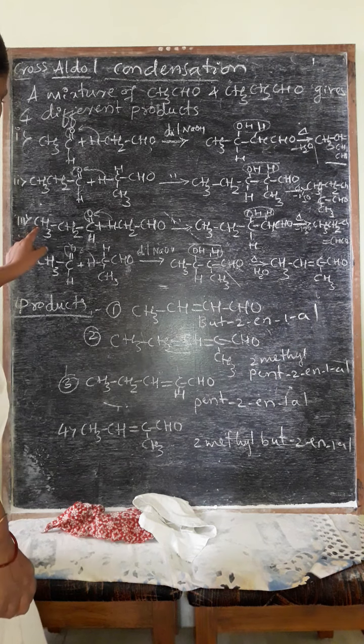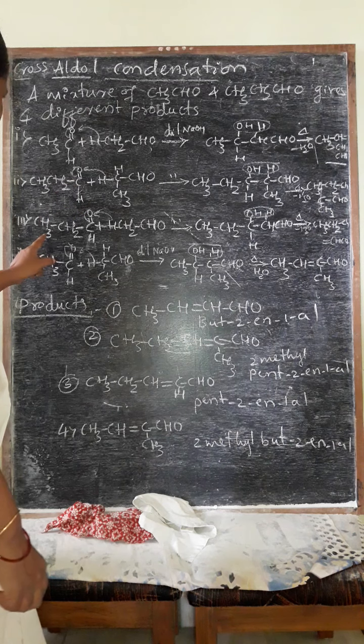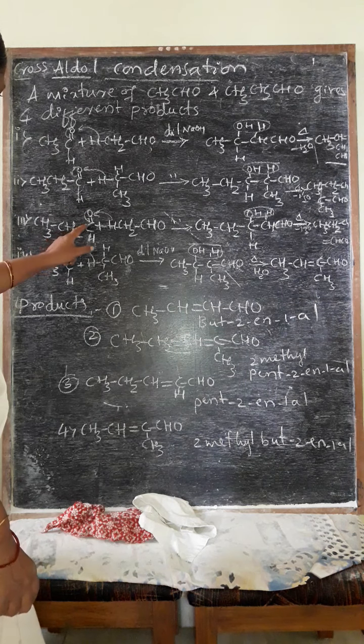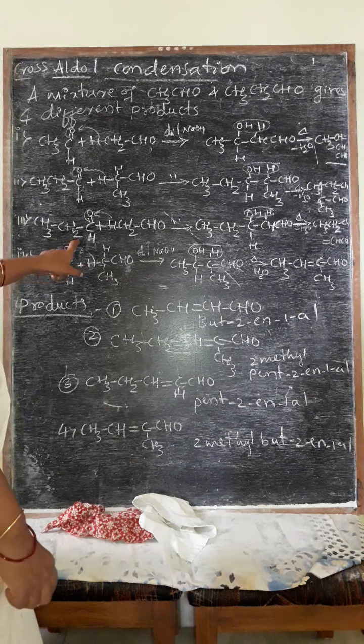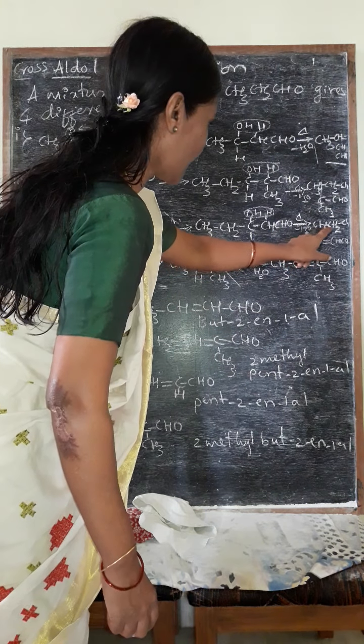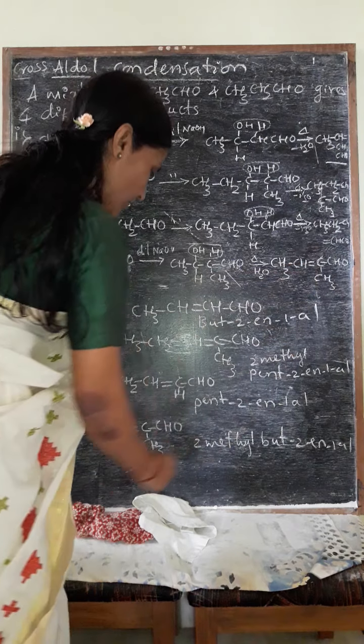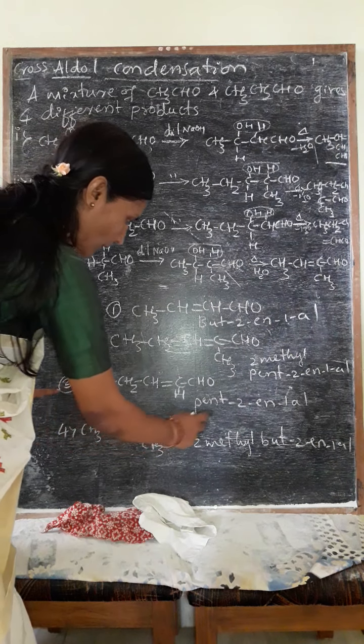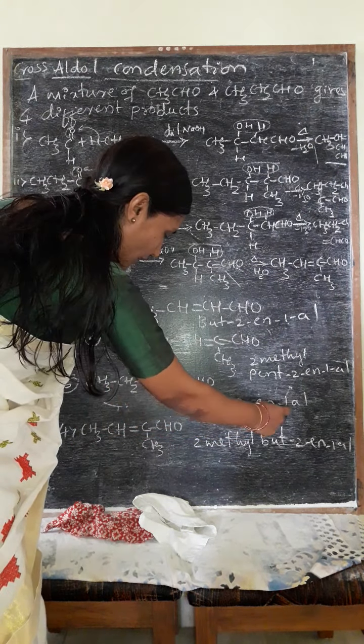If you take a different one, that is CH3CH2CHO, which is propanal, and the next is ethanal, CH3CHO, these two different molecules undergo condensation, forming a different product, CH3CH2CHOH CH2CHO. On heating, with elimination of water, the product is CH3CH2CH=CHCHO. The third product is pent-2-en-1-al.